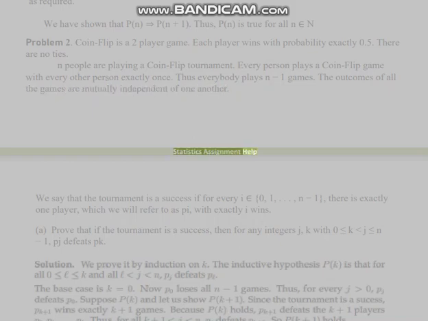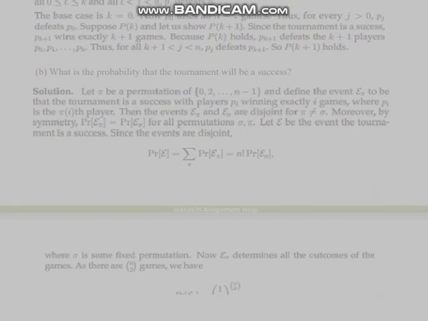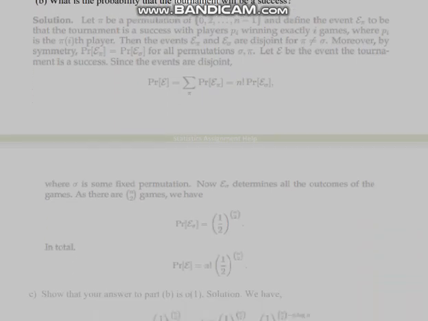We say that the tournament is a success if for every i = 0, 1, ..., n-1, there is exactly one player, which we will refer to as p_i, with exactly i wins. A. Prove that if the tournament is a success, then for any integers j, k with 0 less than or equal to k less than j less than or equal to n-1, p_j defeats p_k. B. What is the probability that the tournament will be a success?